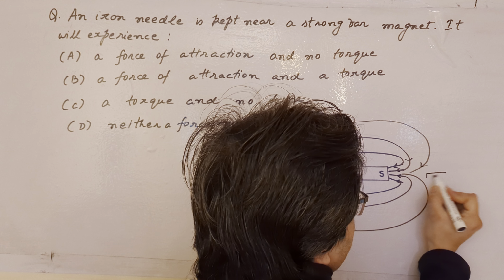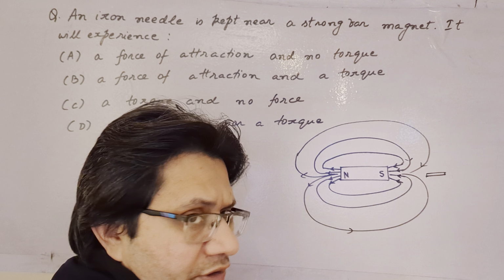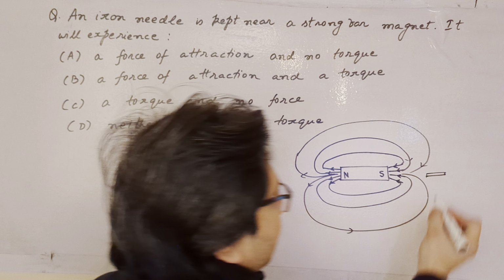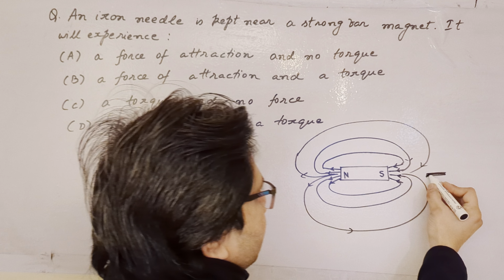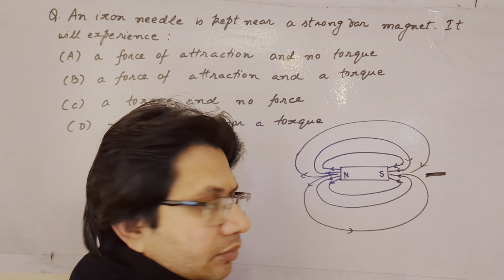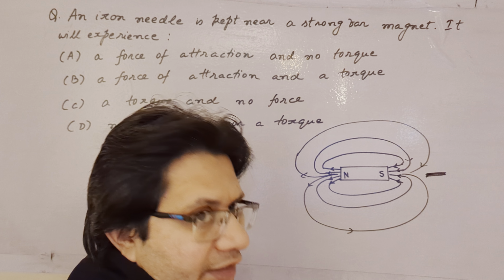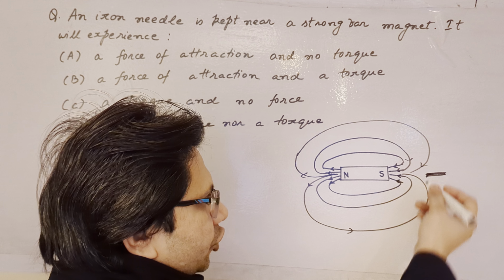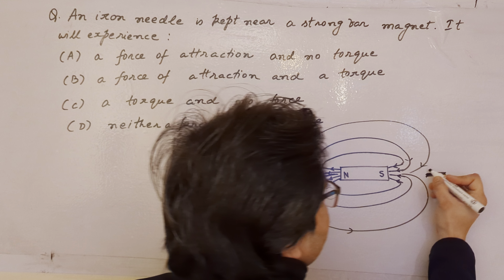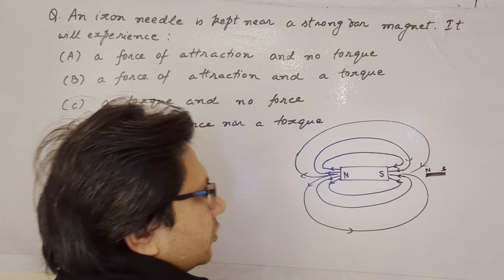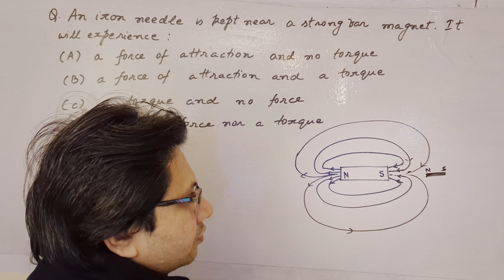Now suppose we place an iron needle here. When we place an iron needle here, it may be at any orientation. For example, first of all, we take this orientation. For this orientation, when the iron needle is placed like this, there is a generation of poles in this needle due to the effect known as electromagnetic induction. Due to electromagnetic induction, there is a generation of north and south poles inside the iron needle. So here is the north pole, here is the south pole. The north pole is near the magnet's south pole and the south pole is away, on the other side.